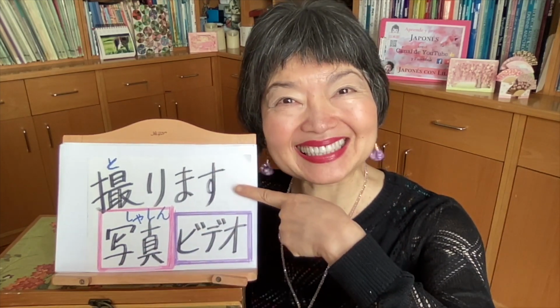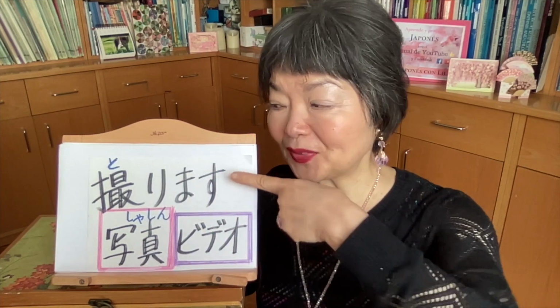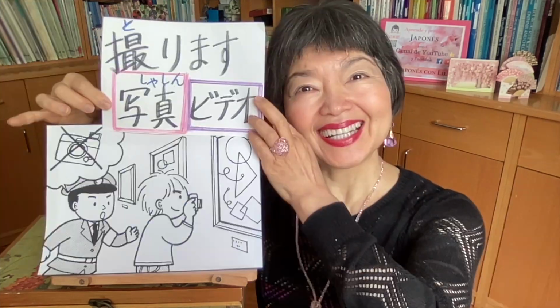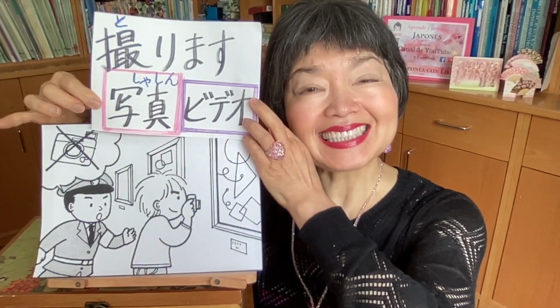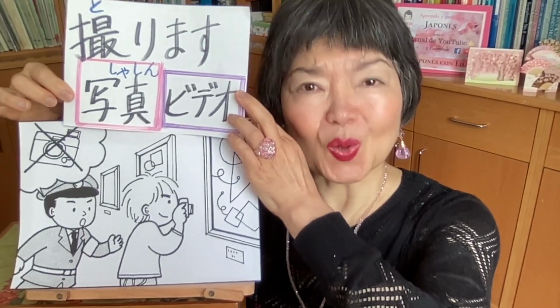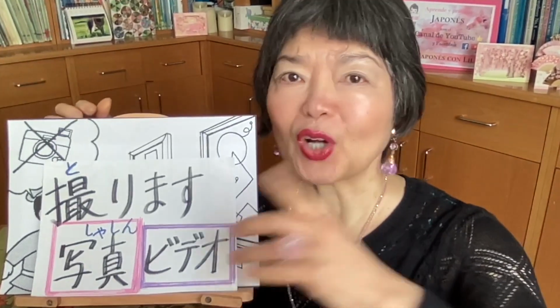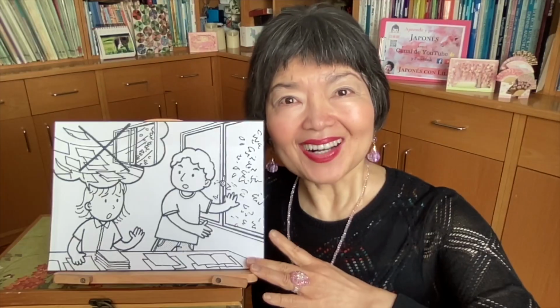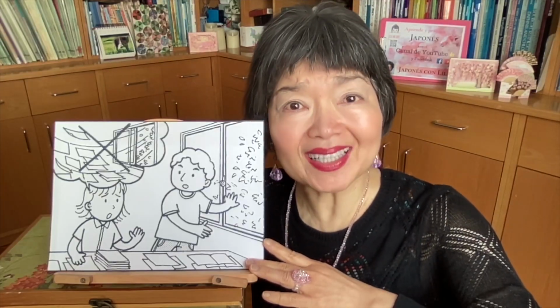Oh, please don't take pictures here. To take pictures, 写真を撮ります. The ない form of this verb 撮ります, which is group 1, uses the ら sound: ラリルレロ, 撮らない. ここで写真を撮らないでください.